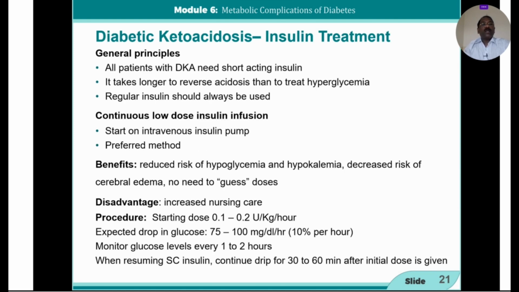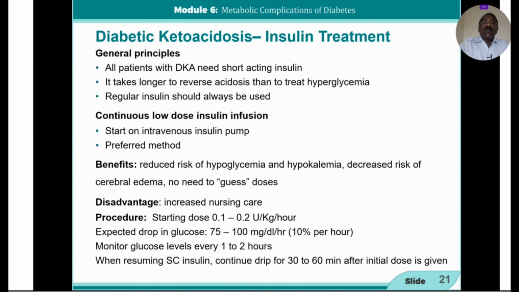So, general principles: all patients with DKA need short-acting insulin like your Actrapid, or rapid-acting insulins like your Lispro or the Aspart. It takes longer to reverse the acidosis than to treat the hyperglycemia. Okay, so hyperglycemia can be easily treated. If you give more insulin, sugars will come down, but it will take a longer time to control the acidosis. That is the reason, even though the blood sugars are under good control, you have to keep the patient for a few more hours or a few more days to control the acidosis also.